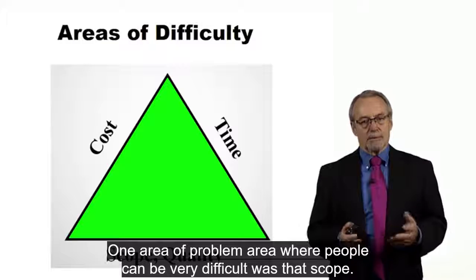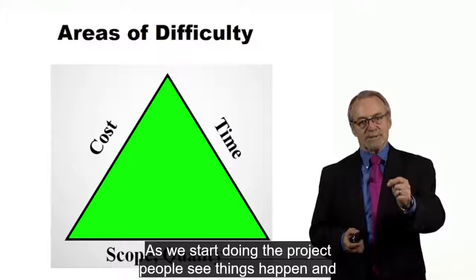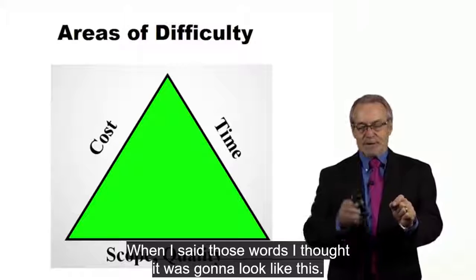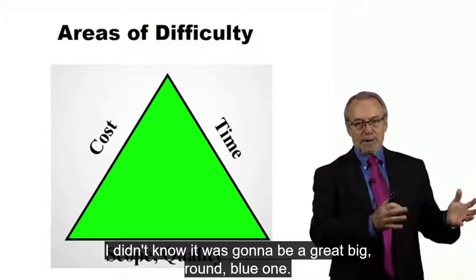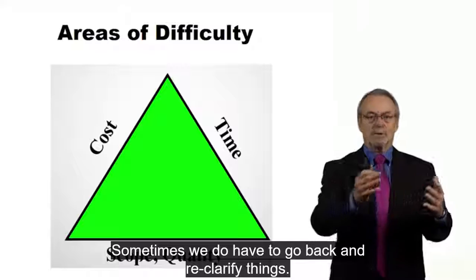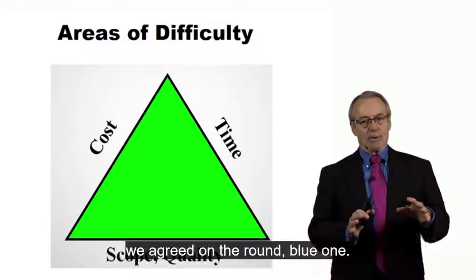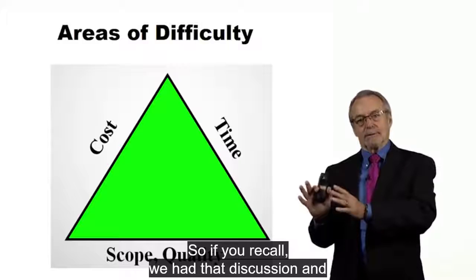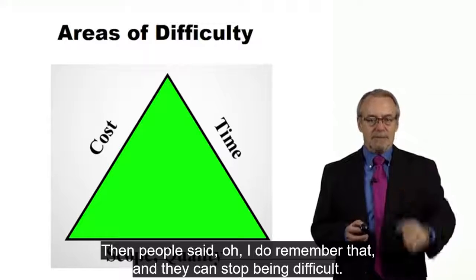One problem area where people can be very difficult is that scope. As we start doing the project, people see things happen, and that's when they can find, wait a minute, I didn't want it to look like that. When I said those words, I thought it was going to look like this. I thought it was going to be a big square yellow one. I didn't know it was going to be a great big round blue one. I didn't mean that at all. So now we're going, oh no, we have to go back and clarify what we agreed on originally. Sometimes we do have to go back and re-clarify things. Sometimes all we have to do is say, wait, we had this discussion already and we agreed on the round blue one. We did not agree on the square yellow one, even though we talked about that. So if you recall, we had that discussion and decided that was not the direction we were going to go. And then people say, oh, I do remember that, and they can stop being difficult.